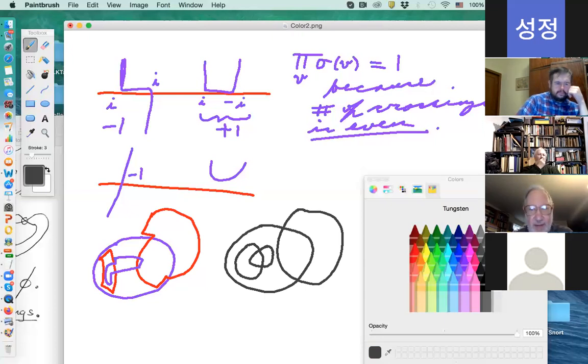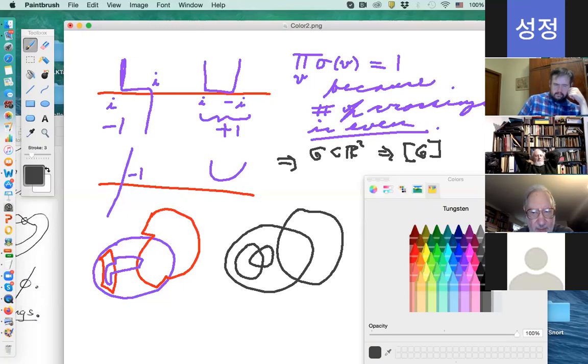So that implies that if G is planar, then Penrose's state sum is equal to the number of colorings. And we're done with that. Now, what about the remarkable expansion formula? Let's see what will happen to that.